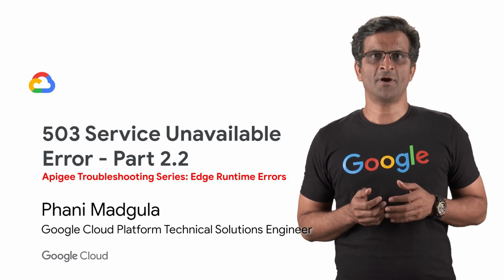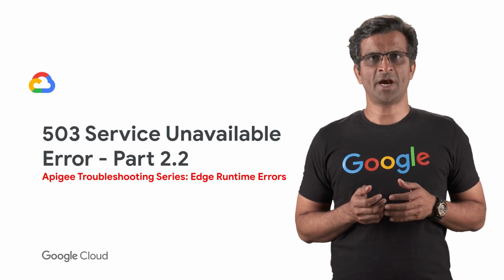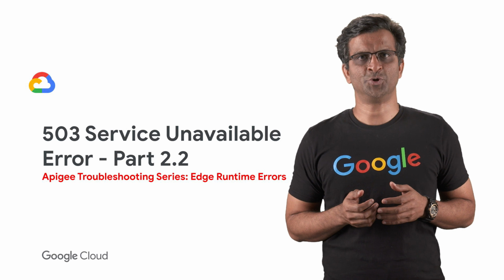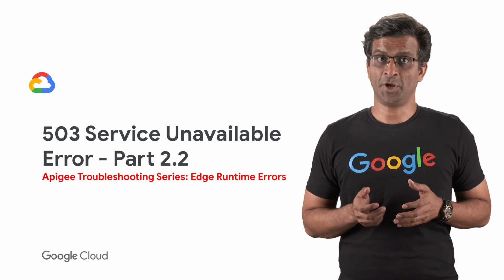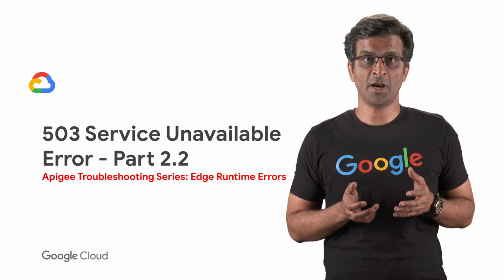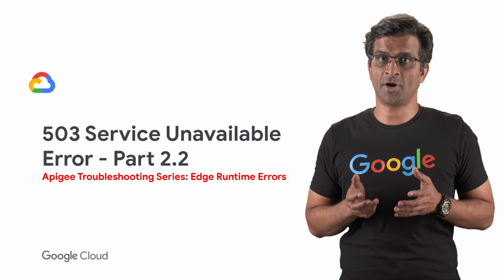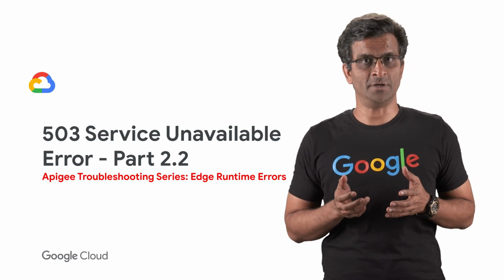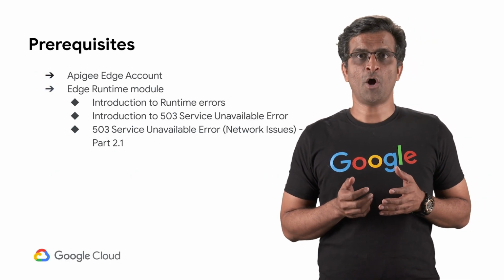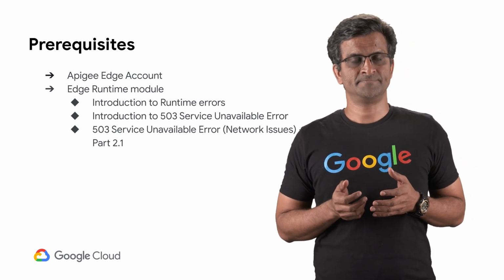Welcome to the second part of the second video on 503 Service Unavailable Error under the Edge Runtime Errors module of the Apigee Troubleshooting series. In this video, I will demonstrate how to troubleshoot and resolve 503 Service Unavailable Error returned by Apigee Edge with the error code messaging.adapters.http.flow.serviceunavailable. To follow along with the information in this video, you should have an Apigee Edge account.